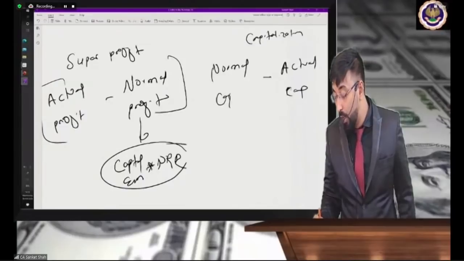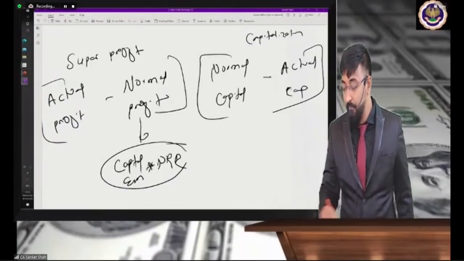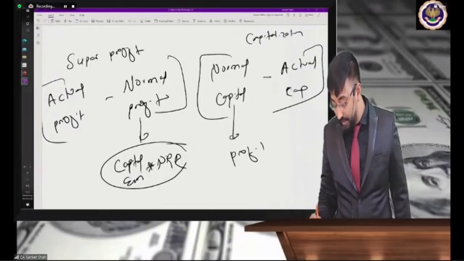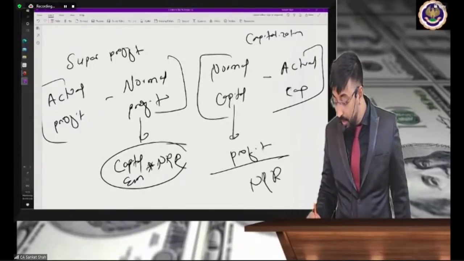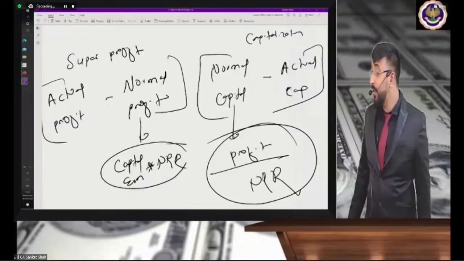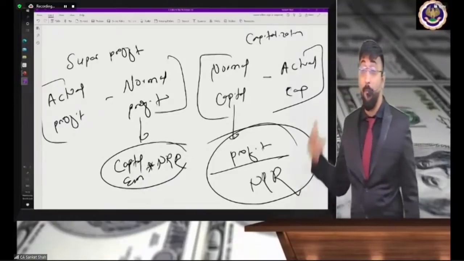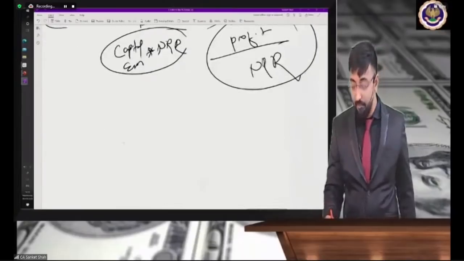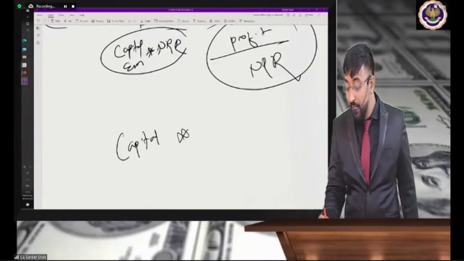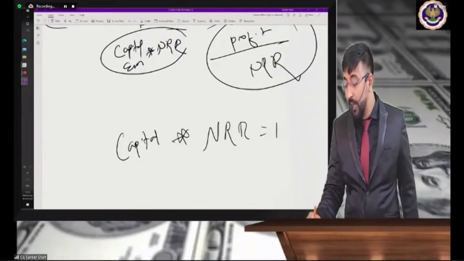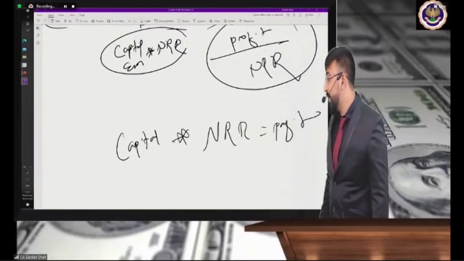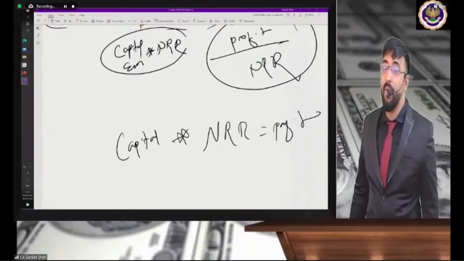In the capitalization method, I will consider my capital, 70,000, as actual capital, and Pratham's capital as normal capital. And how to calculate normal capital? Profit is same, divided by the normal rate of return. Profit divided by NRR, you will get capital. See, a simple equation: capital multiplied by NRR, you will get profit. So profit divided by NRR gives capital. It's very simple.